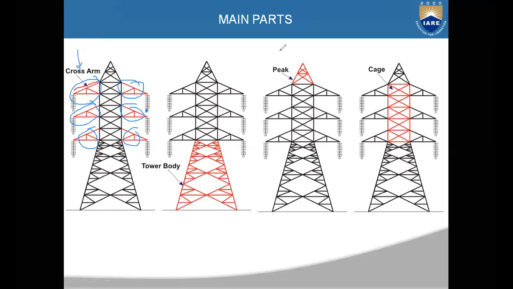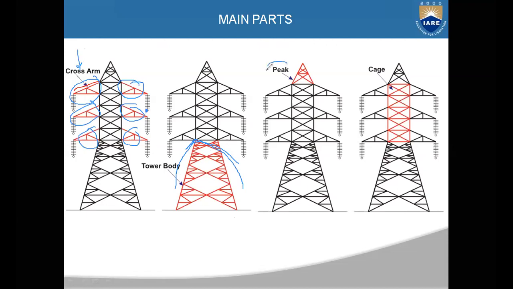Okay, then you will be having the tower body. So this is the tower body. The weight of the tower will be on the tower body, so you have to design this tower body such that it will withstand the weight of the conductor, insulation, and this entire cross arms. The tower body should have a high mechanical strength.